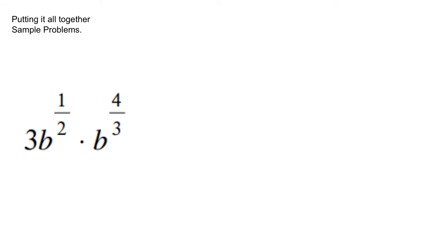So we have an exponential expression here and here. We're multiplying them together, so we're going to use the product rule. And the bases, the b's, are the same. 3 is just a coefficient, so the coefficient here is 1. That gives me 3 times b to the 1/2 plus 4/3.